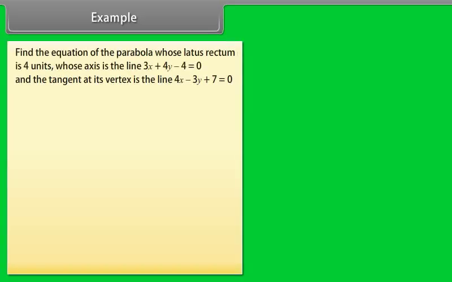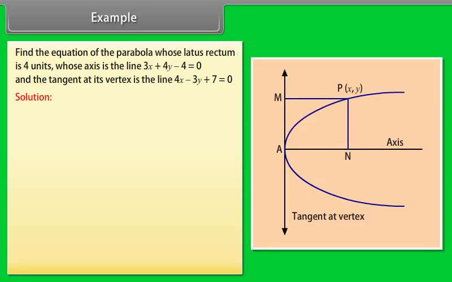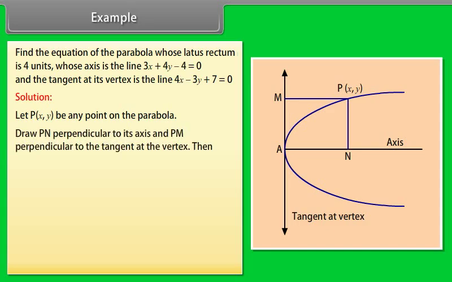Example: find the equation of the parabola whose latus rectum is 4 units, whose axis is the line 3x + 4y − 4 = 0, and the tangent at its vertex is the line 4x − 3y + 7 = 0. Solution: let P(x, y) be any point on the parabola, draw PN perpendicular to its axis and PM perpendicular to the tangent at the vertex. Then PN² = latus rectum × PM.